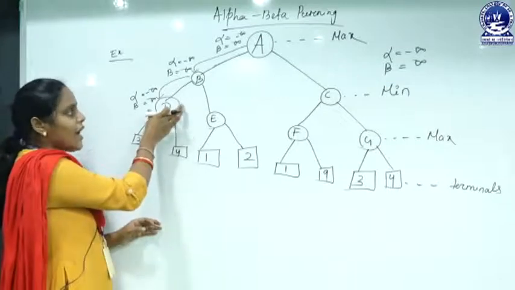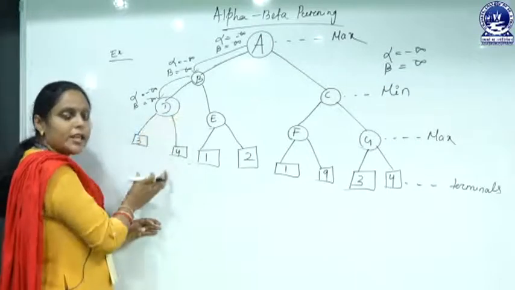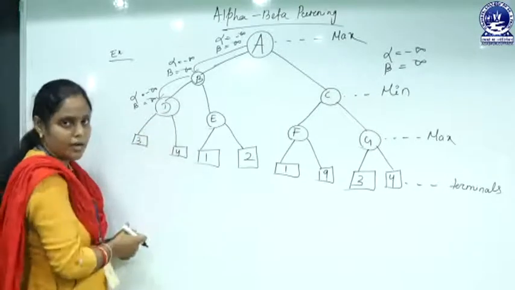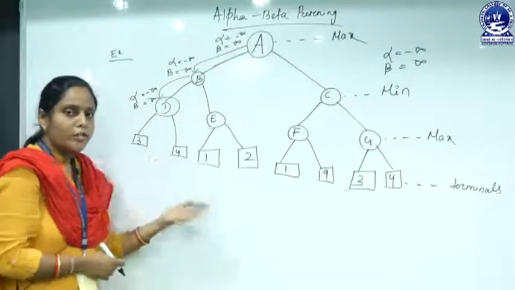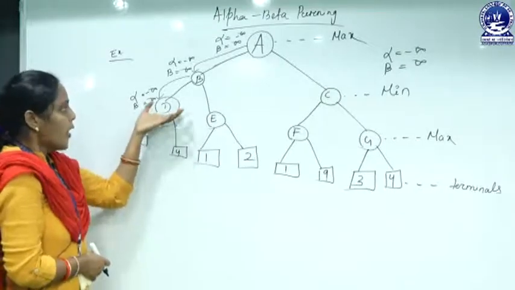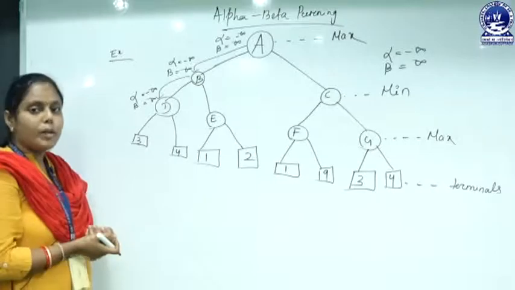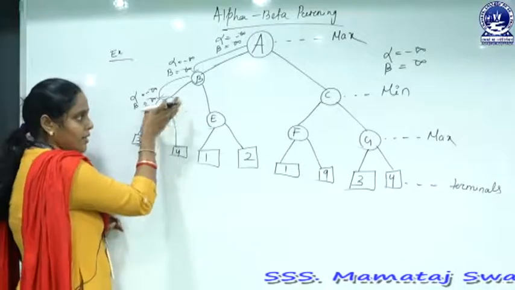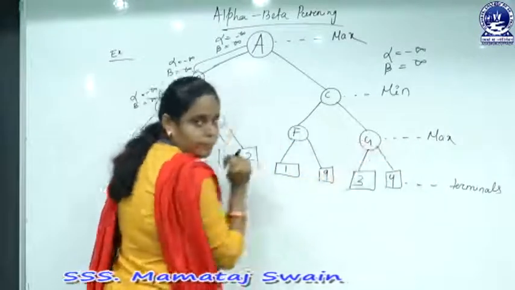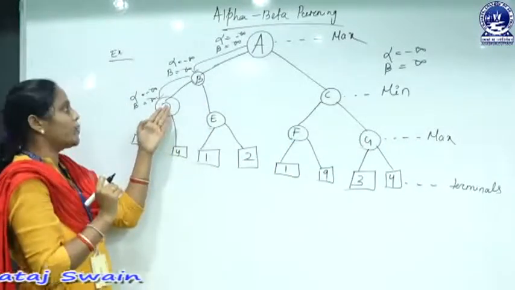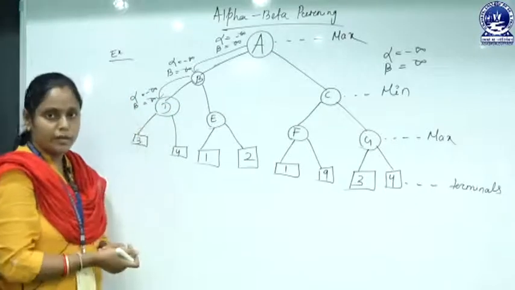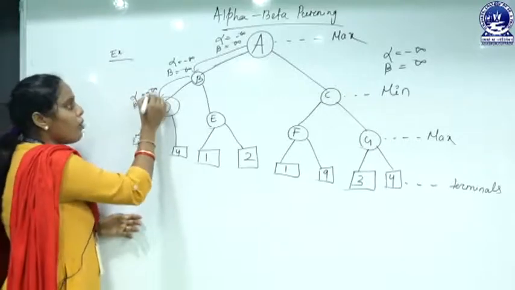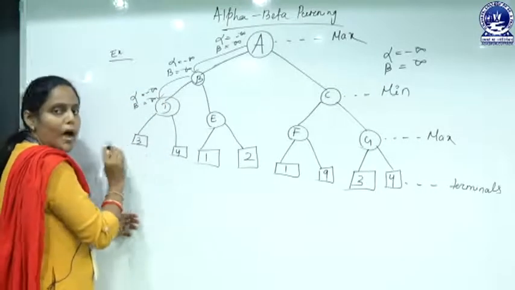When we reach this point, we check our terminals, because at this point we reach our terminals. You also remember that at the maximizer's turn only the alpha value will be updated. That means at node D, this is the turn of the maximizer, so at this point the alpha value will be updated. For updating this alpha value, first of all you compare the initial value with the first terminal value.